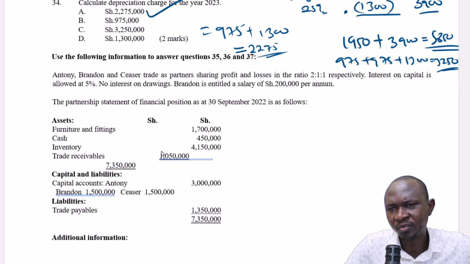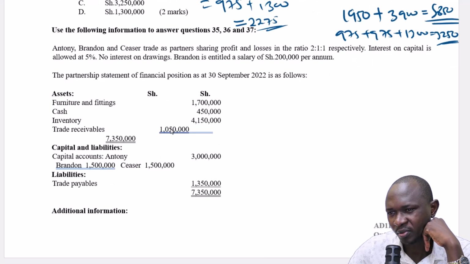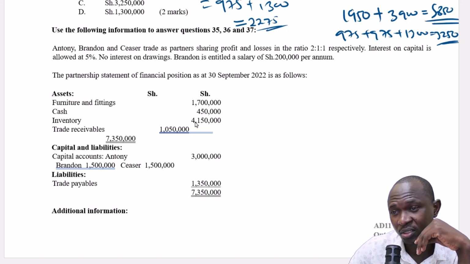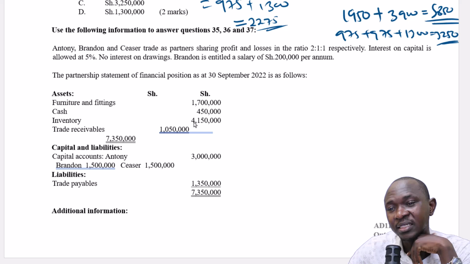Use the following information to answer question 35, 36, and 37. Anthony, Brandon, and Cesar trade as partners, sharing profit and losses in the ratio 2:1, respectively. Interest on capital is allowed at 5%. No interest on drawings. Brandon is entitled to a salary of 200,000 per annum. The partnership statement of financial position as at 30th September 2022 is as follows.